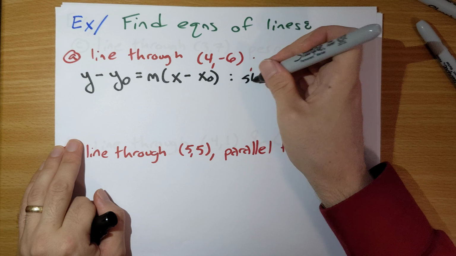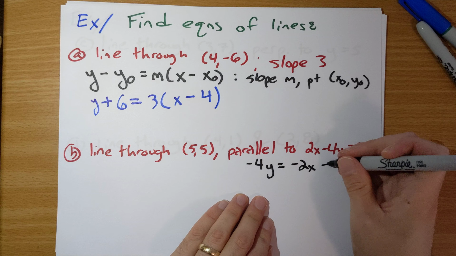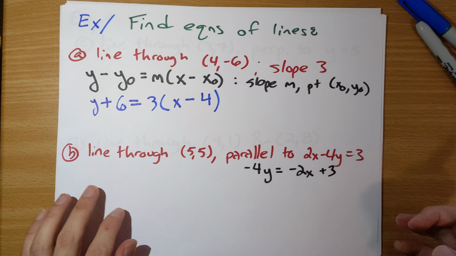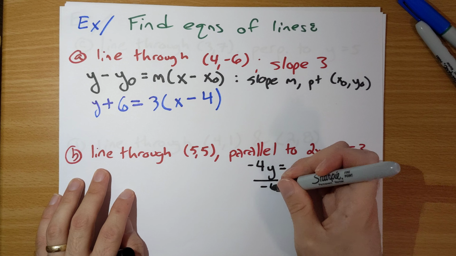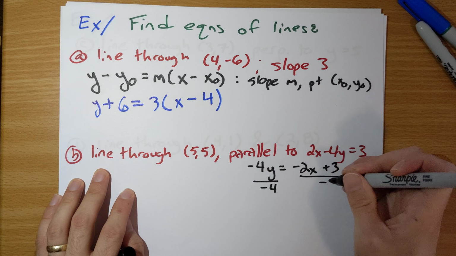Let's move the 2x to the other side. So that would be -4y is equal to -2x plus 3. And if we divide both sides by -4, you get y is equal to 1/2 x minus 3/4. So here we can see the slope. The slope of this line is 1/2.